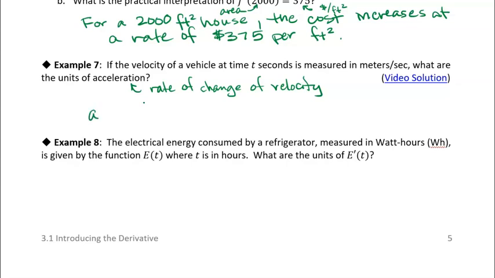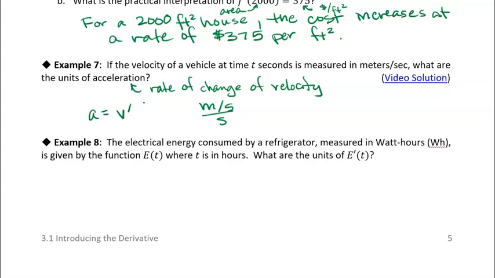So, since acceleration is equal to the derivative of velocity, then we can find the units of acceleration by using what we learned before. We're just going to take the units of velocity in meters per second, and we're going to divide by the time, right? The input is time, which is measured in seconds. So we have meters per second per second.